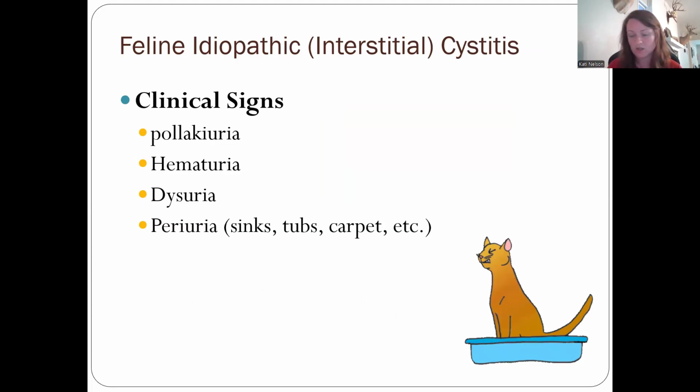Dysuria means it's difficult to urinate. And then periuria, this is the problem. This is when people get frustrated. They'll start to urinate in sinks, tubs, the carpet, the chair, the bed. And this is when they start to get really frustrated.